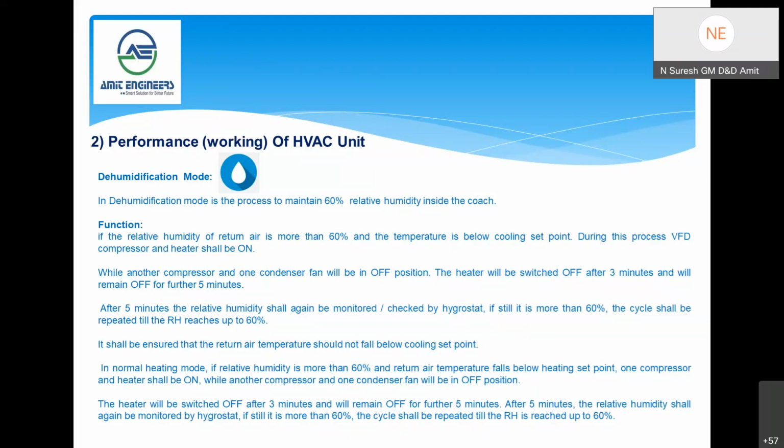Sir, basically, what does this HVAC mean? High voltage? No, sir. From the first slide itself, I said heating, ventilation, and air conditioning. Okay, thank you.